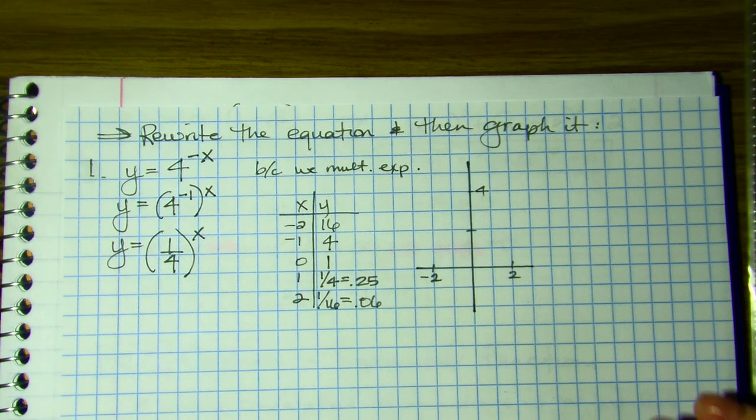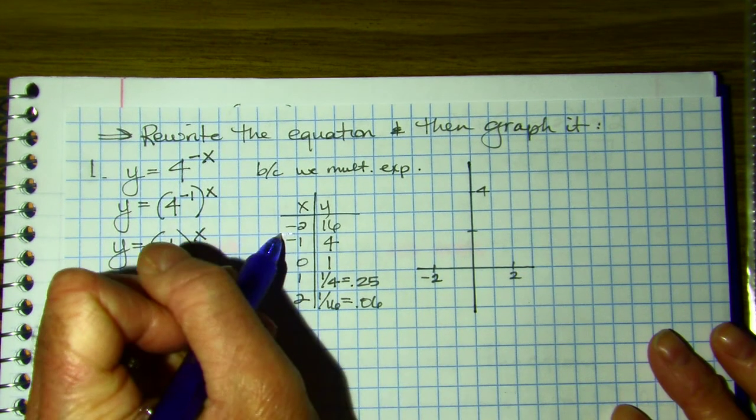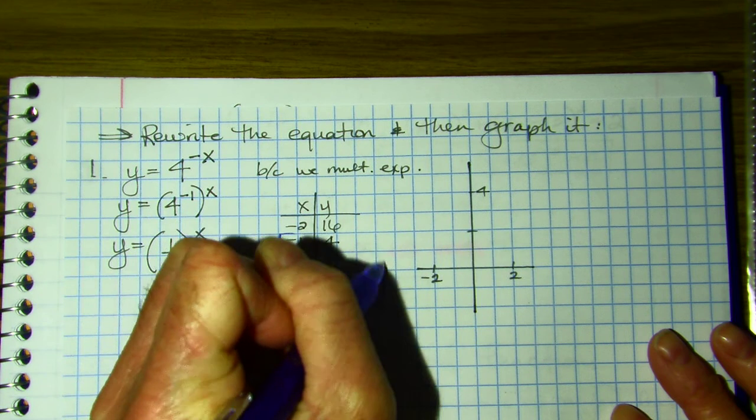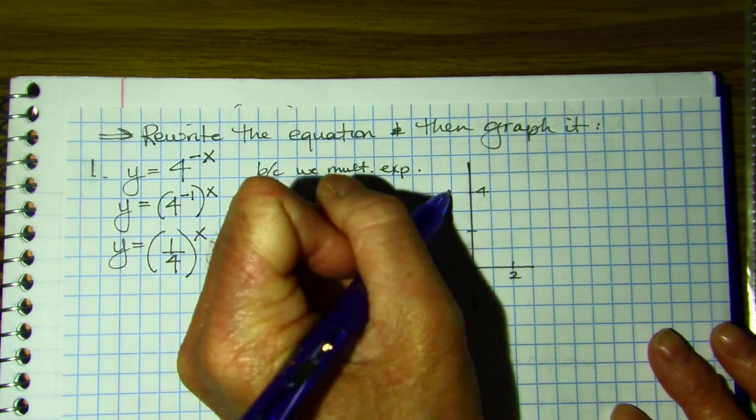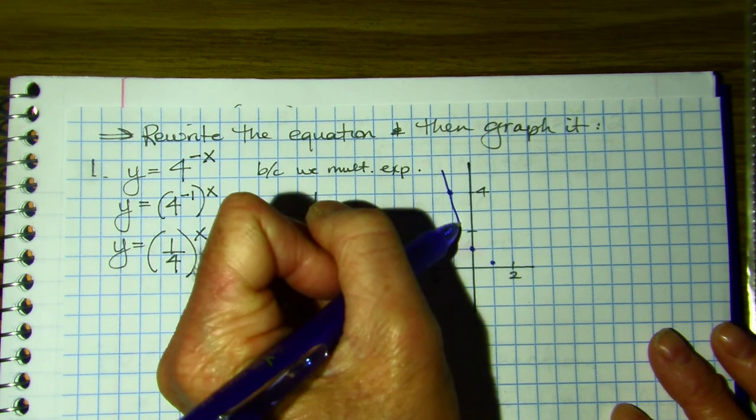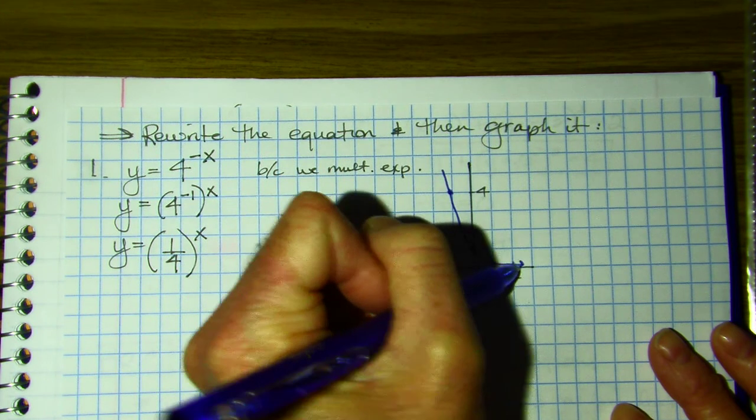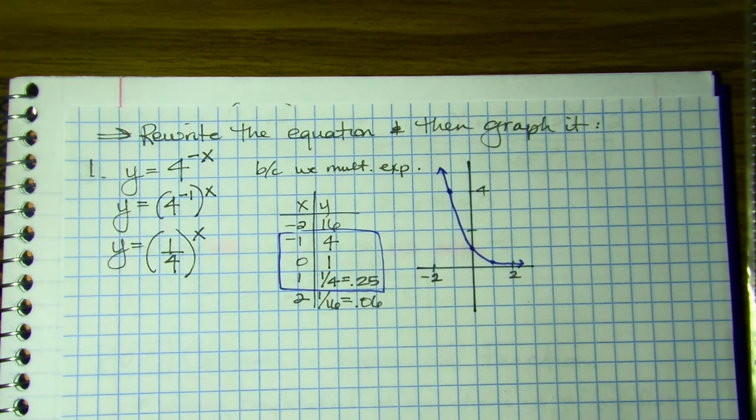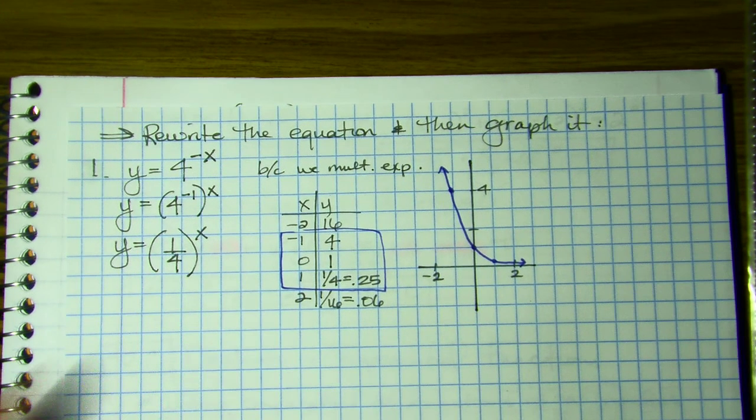So my graph, I'm only going to graph these 3. -1, 4, 0, 1, 0.25. And so here is my graph. That is an exponential decay because my base is less than 1.